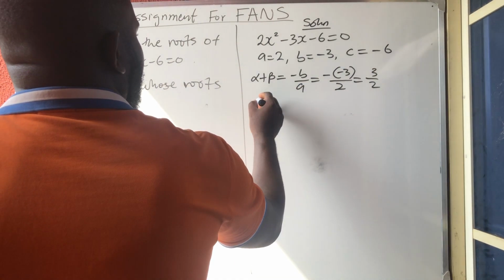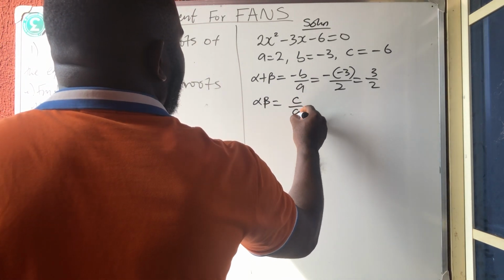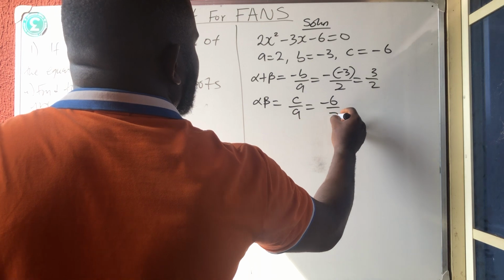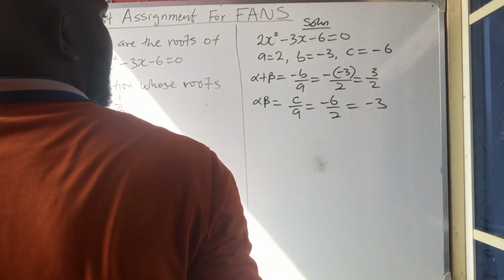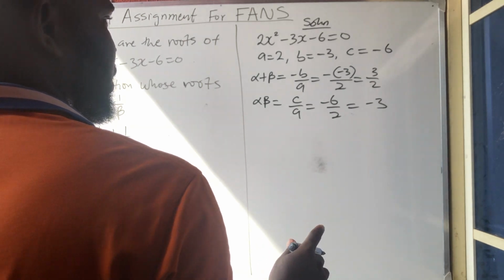So the next thing we need to get is alpha beta. And alpha beta is simply c over a, which is minus 6 over 2, which is equal to minus 3. Okay, if you have gotten this, now to get the equation with given roots, it has a formula.